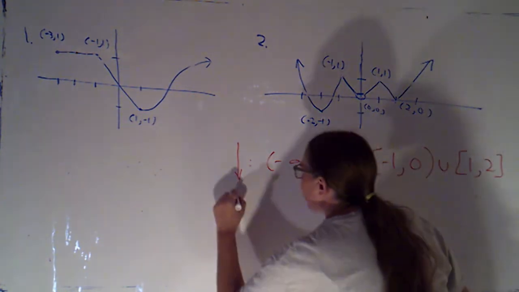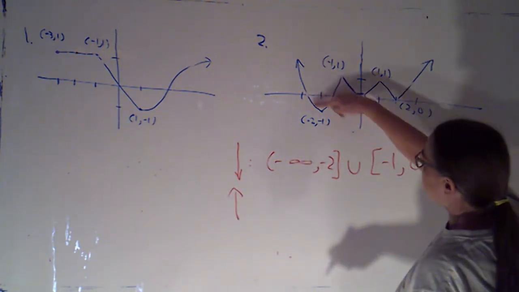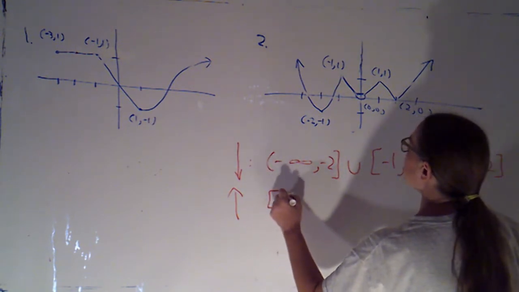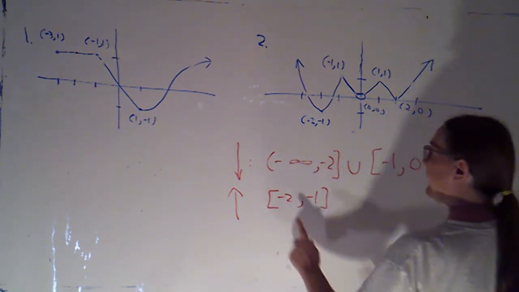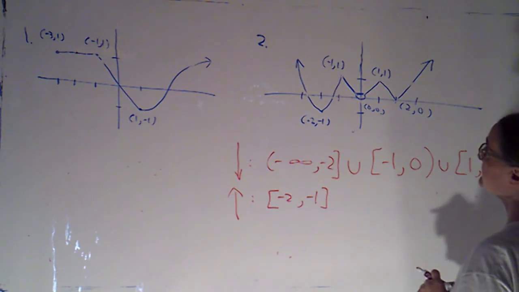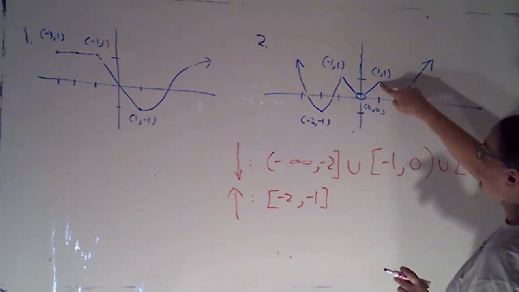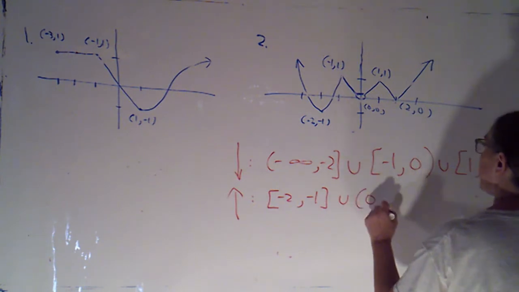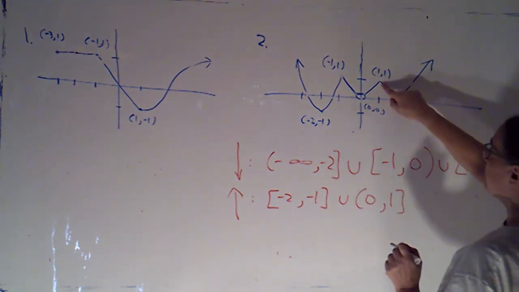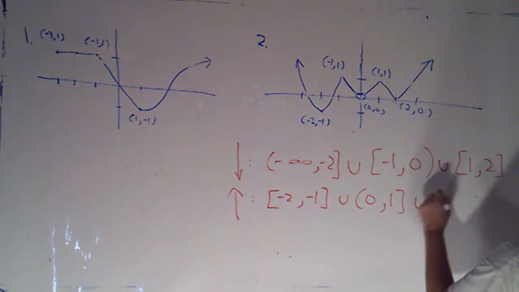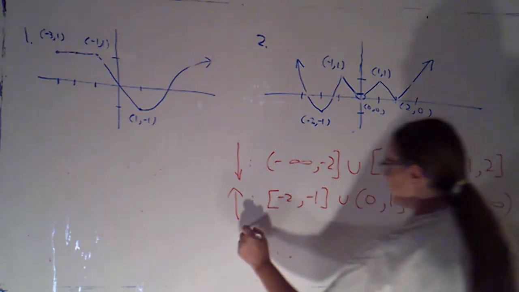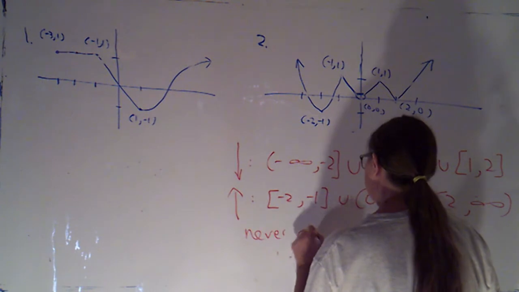Okay, so then where are we increasing? Well, let's see, it looks like from here to here, so that would go from negative 2 to negative 1, and I can include both endpoints. We're increasing again here, can't include 0 because there's no point there, but I can include 1. And then we're increasing over here, so from 2 to infinity. And the function here is never a constant.